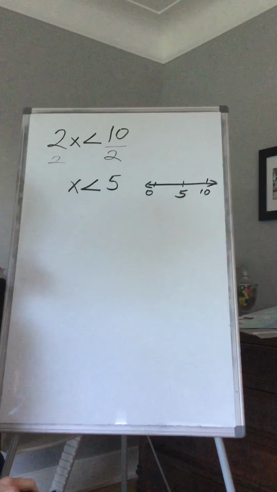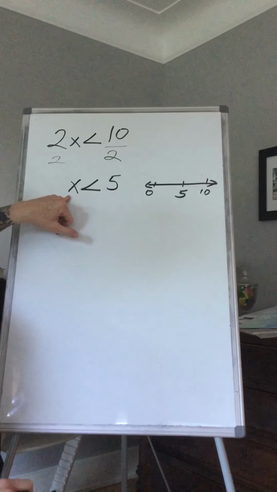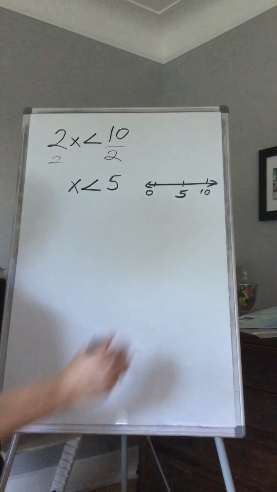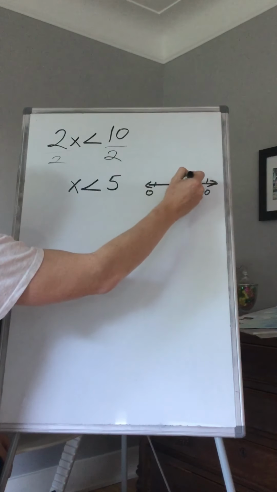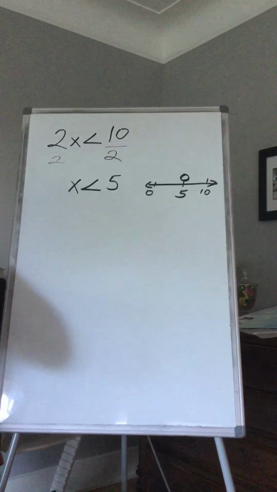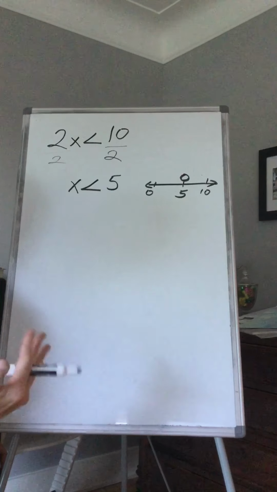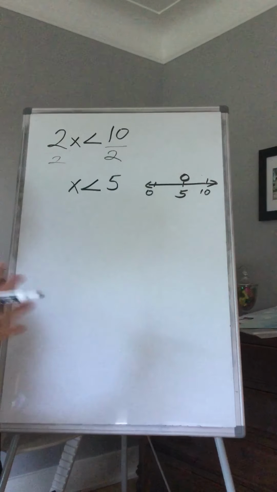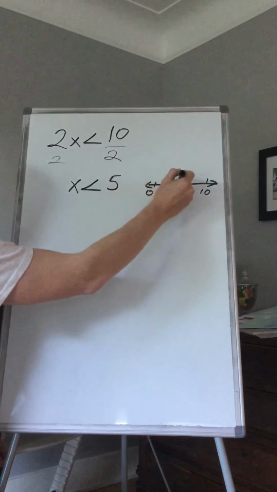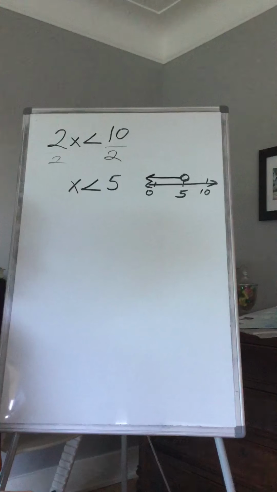And if you remember, this cannot be 5 because 5 is not less than 5. So you put an open circle because it cannot equal 5. It has to be below 5. It could be 4.999999999, but it cannot be 5. So there's endless answers because it could be any value less than 5.